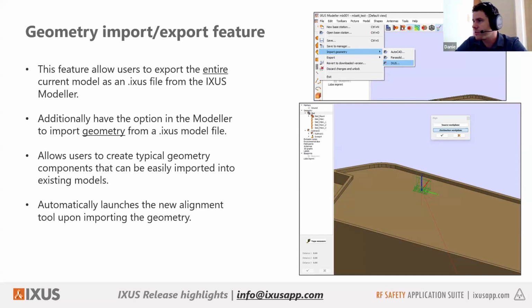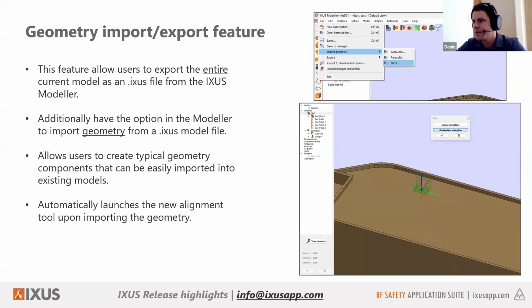The second part of this feature is the import geometry feature, where you can select import geometry and then once again select the IXUS format. That allows you to import only the geometry of a .ixus model file. So it will not import all the antennas and all the environmental slices and all those things, only the geometry, because it really doesn't make sense to import the entire site with everything to another site.